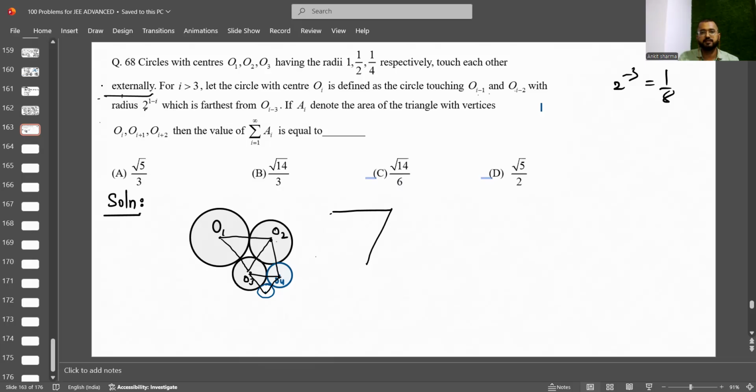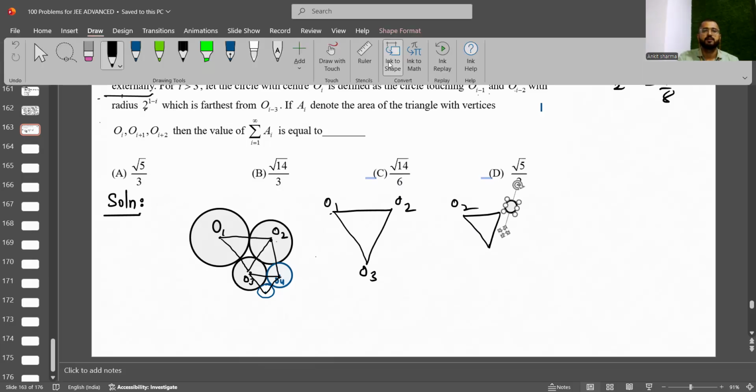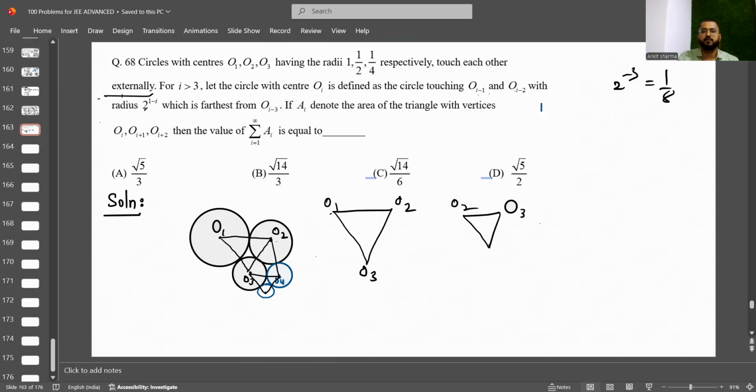So first I'll construct the triangle itself. This is my O1, O2, and then here I have O3. I'll construct one more also, and that is my O2, O3, and O4. So now let's see. This radius is 1, this radius is half. That means O1O2 length is 1 plus half. And then O1O3 is going to be 1 plus 1 by 4. And then O2O3 is going to be half plus 1 by 4.